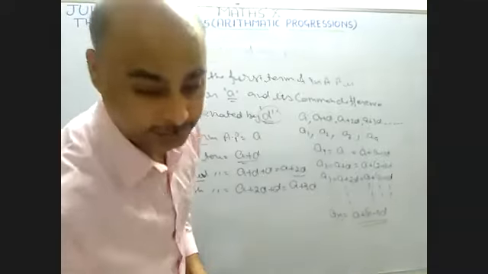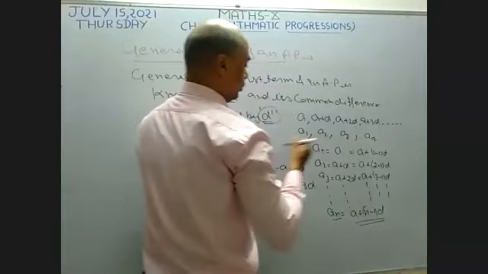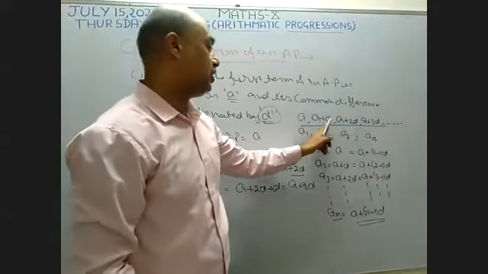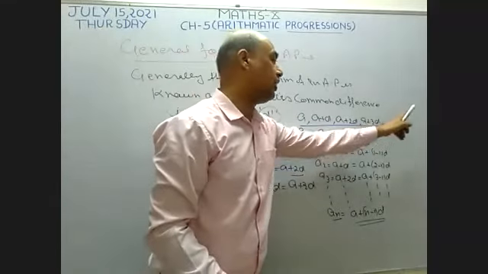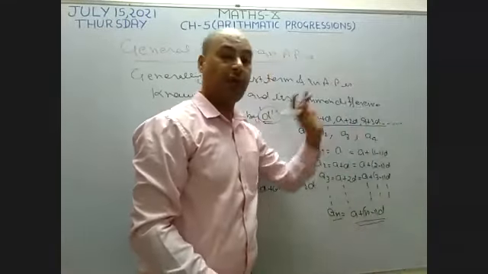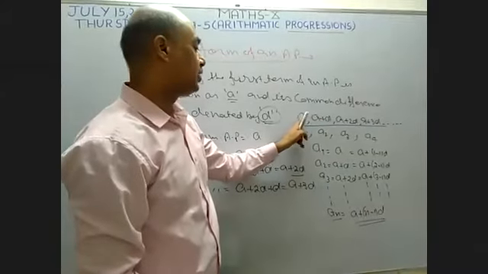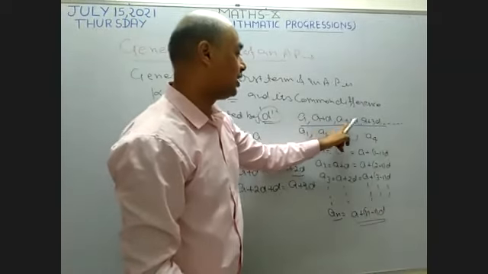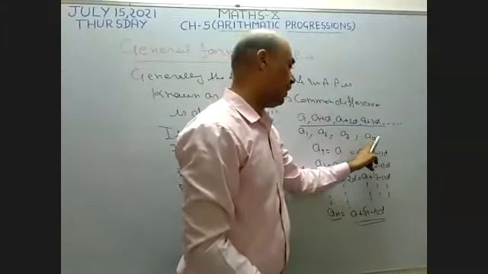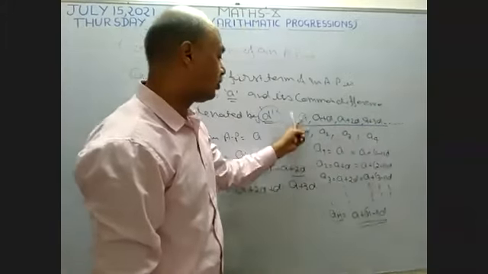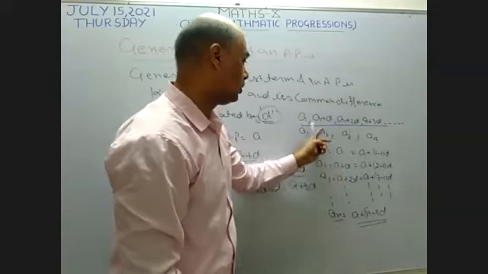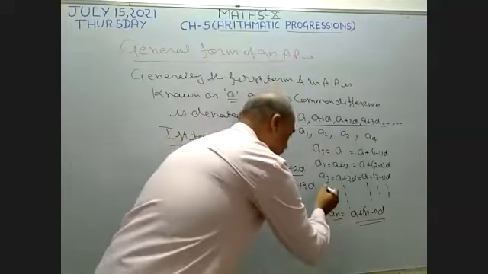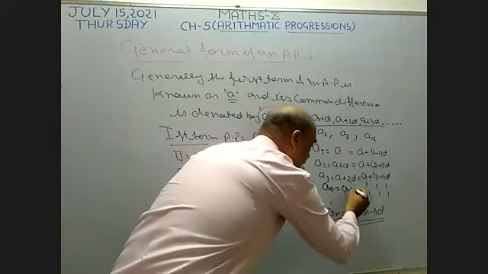I want to explain again. See, as you know, this is the general term of an AP: A plus D, A plus 2D, A plus 3D, A plus 4D, in the same way. This is known as the general term of an AP. As you know, this is the first term. The first term can be written as A1. This is the second term of an AP, A2. This is the third term, A3. This is the fourth term, A4. So A1 is equal to A, A2 becomes A plus D, and A3 is equal to A plus 2D. In the same way, you can write A4 equal to A plus 3D.